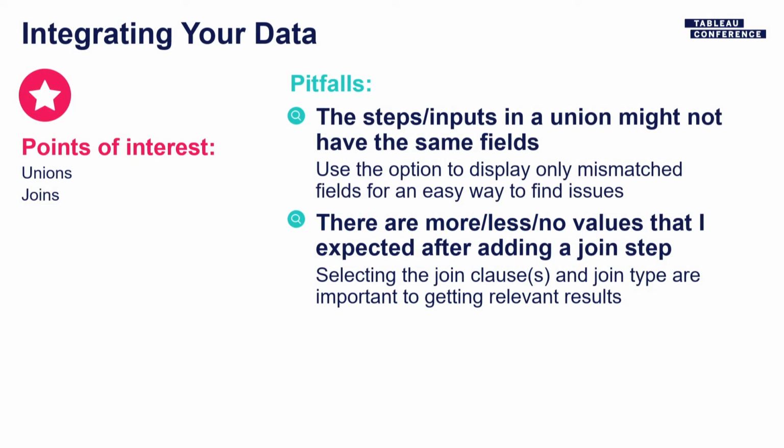So we covered unions and joins. One issue is potentially jagged unions, which we covered. You can just click that mismatched union fields to figure out what's not quite matching and make sure you have the right join clause.